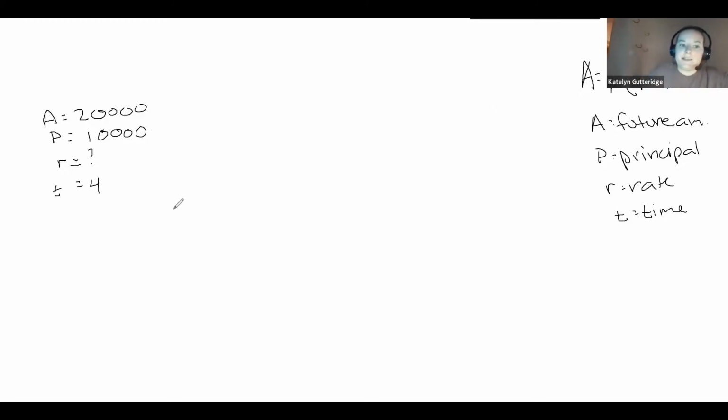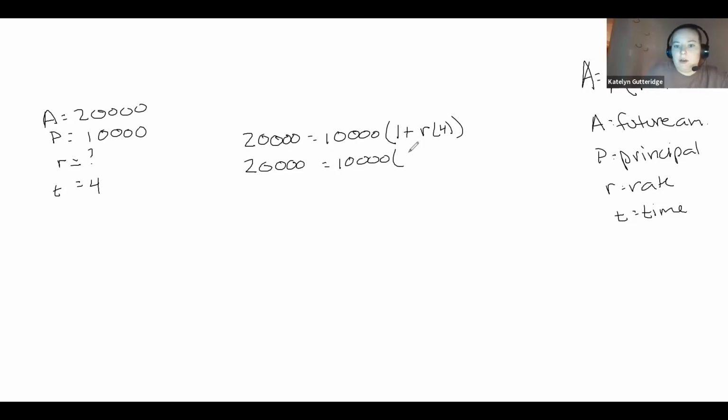Okay, so this is similar to the second part of our DQ. So let me start by substituting all these values into our equation. So I have my A, which is our 20,000, equal to my P, which is 10,000, and then open parentheses, 1 plus my rate, I do not know, times 4. Okay, so first thing I'm going to do, I'm going to rewrite this right-hand side so it looks a little prettier. So I'm going to rewrite this as 4R instead of R times 4.